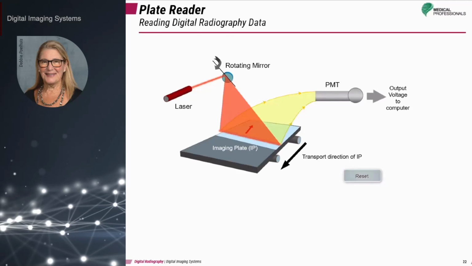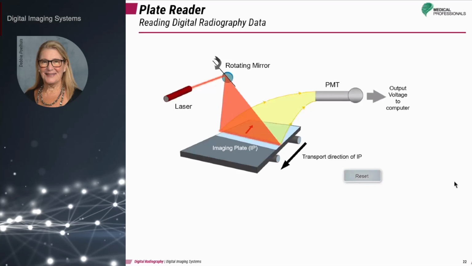The laser scan then allows the electrons to return to a lower energy state, referred to as photostimulated luminescence, which is the emission of blue-violet light. The intensity of the light emission is in proportion to the amount of radiation that was absorbed by the imaging plate in any particular area of the imaging plate.